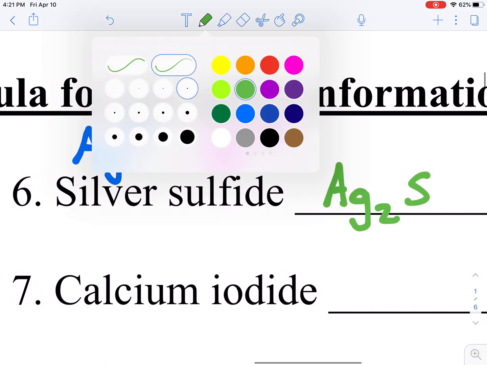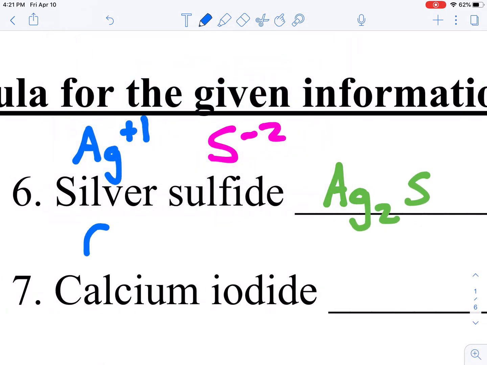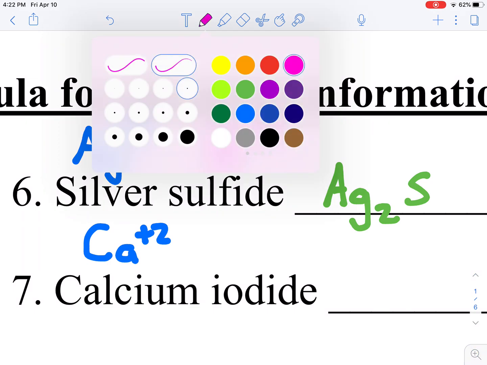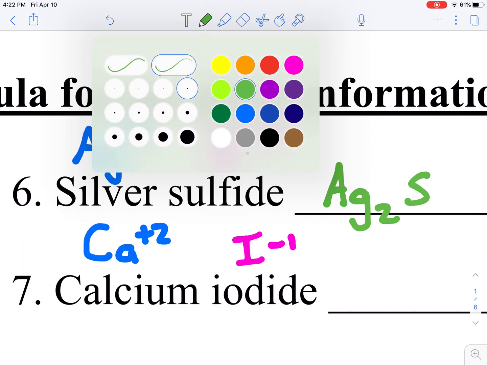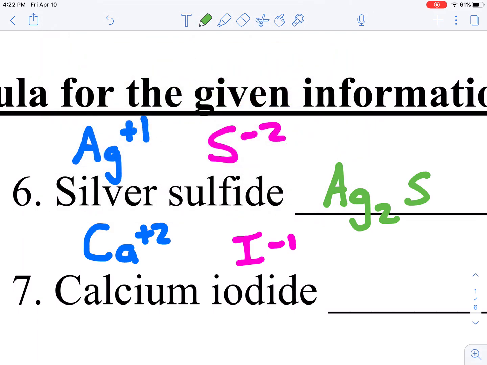Calcium iodide. Calcium is Ca. Based on its location on the periodic table, it's going to have a +2 charge. That's something you'll need to be able to do, but remember it's just based on its column number. Iodide is in column 7, so it needs 1 extra valence electron, so it's I-1, which means we need 2 of those negative ones to cancel out the +2, right? So this becomes CaI2.